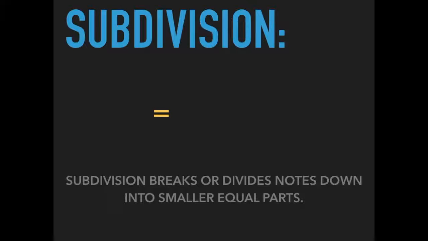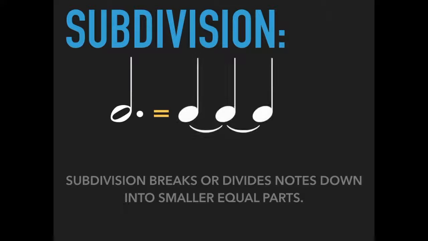Now let's come back to our dotted half note that we learned about. When we see dotted rhythms, we should subdivide them into 3 parts. So instead of dividing this in half, we're going to divide it into 3 equal parts, which would be 3 quarter notes tied together.